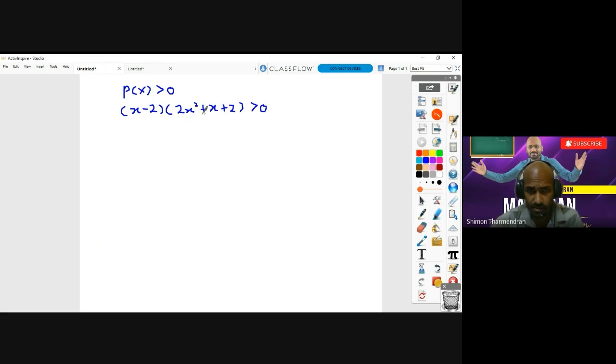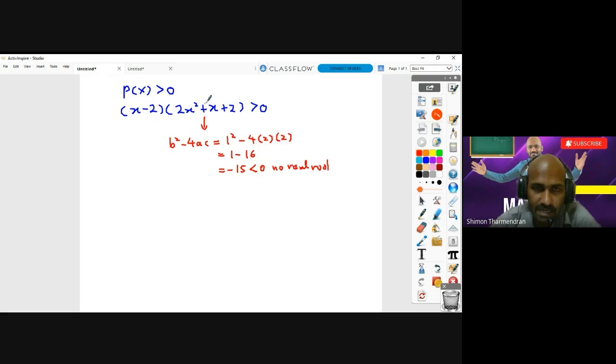Let's just look at this guy over here now. Let's find out what the b squared minus 4ac for this is. So this is 1 power 2 minus 4, A adalah 2, C is also 2. So I get 1 minus 16, which is minus 15, less than 0, no real roots. So meaning this guy you tak boleh pecahkan lagi. You cannot further factorize the quadratic.